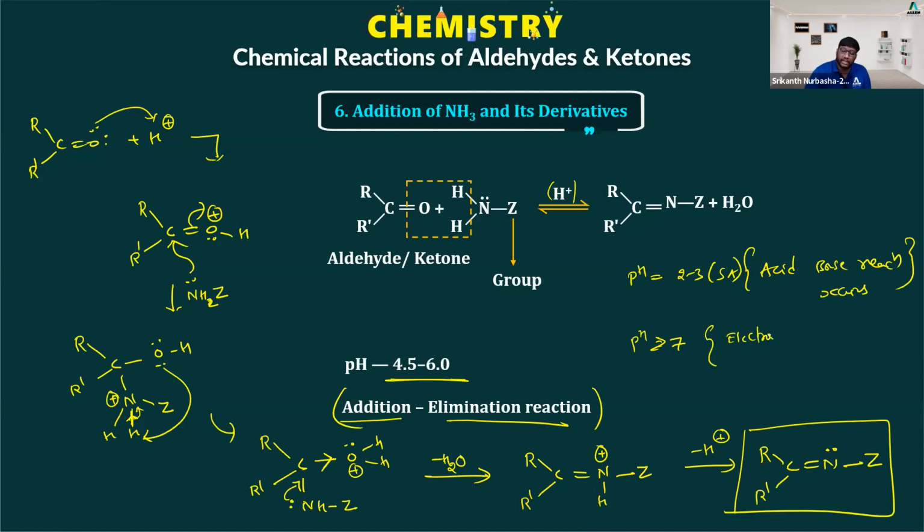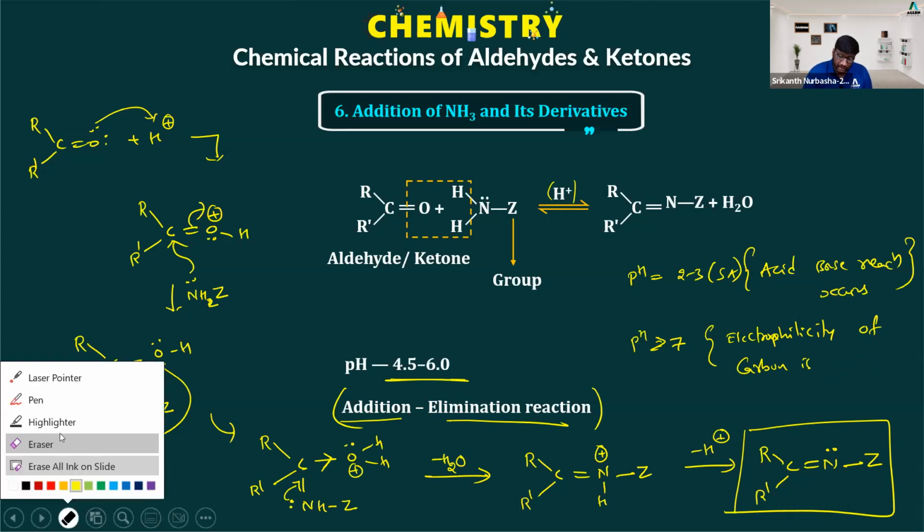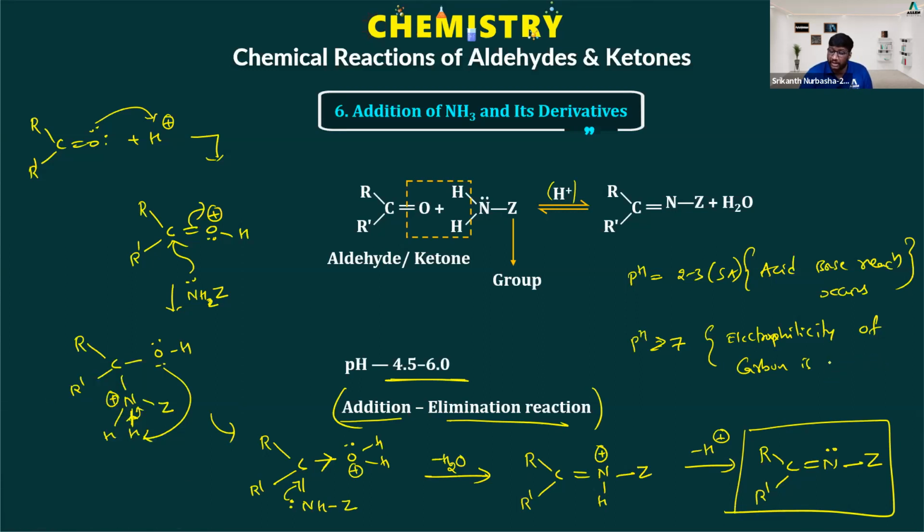Electrophilicity of carbon is not increased. If I maintain pH greater than 7, the electrophilicity of carbon is not increased, thereby the nucleophilic attack is not happening. In case of basic medium, the electrophilicity of the carbonyl carbon does not increase.